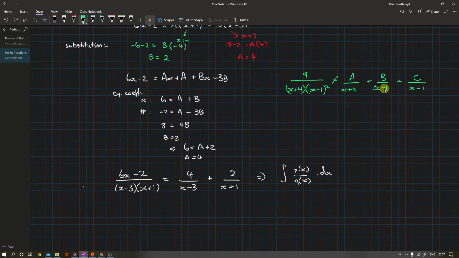Now there's two approaches. There's the method we did in P3, which would be to say we've got a over x plus 4, add on bx plus c, all over x minus 1 squared, which would work because we've got our quadratic components with a simple fraction. And it's partly because of this that they're offering the second way.